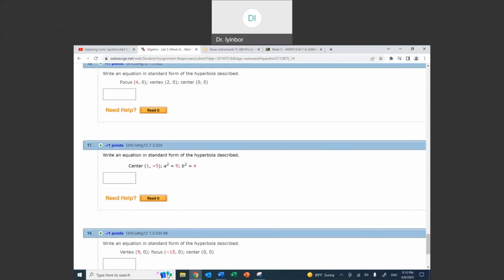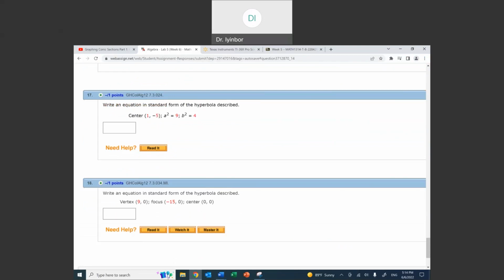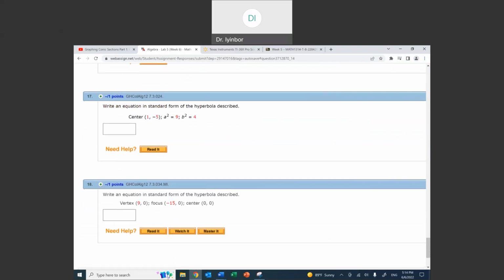Number 17 is another one where we have center H and K, but here they just give me A and B. So we're just going to use the formula. The formula is x minus H squared over A squared minus y minus K squared over B squared equals 1. So we're just going to plug in the numbers.